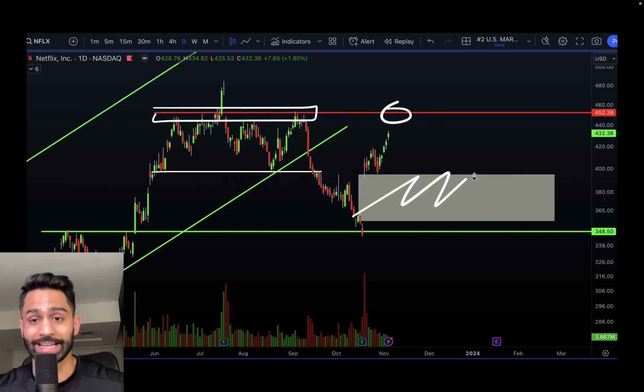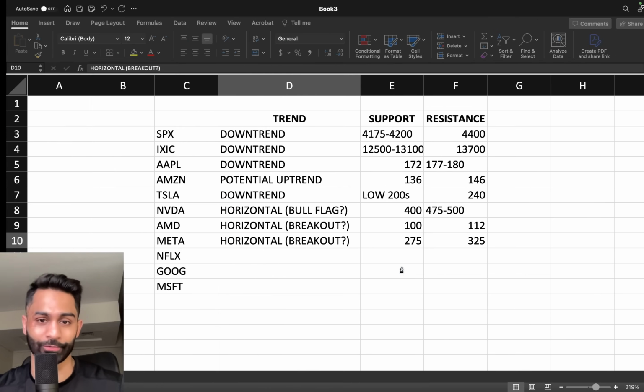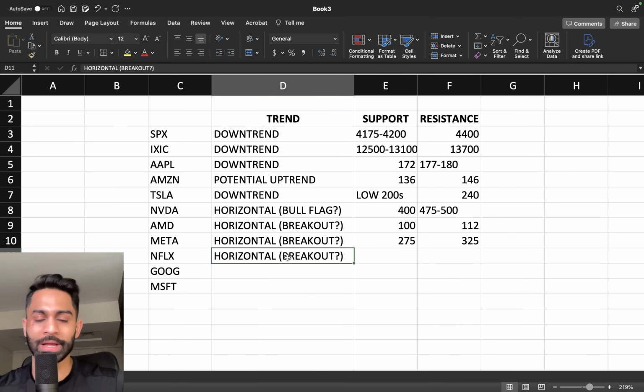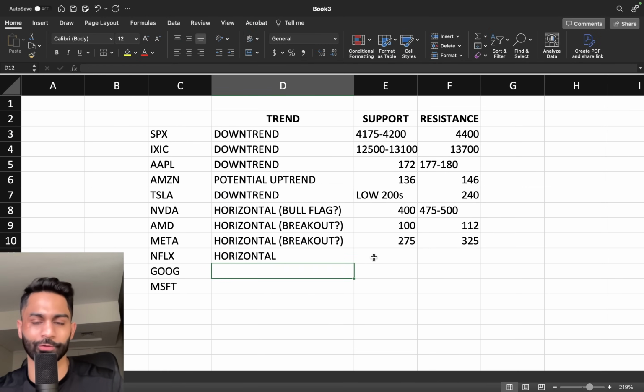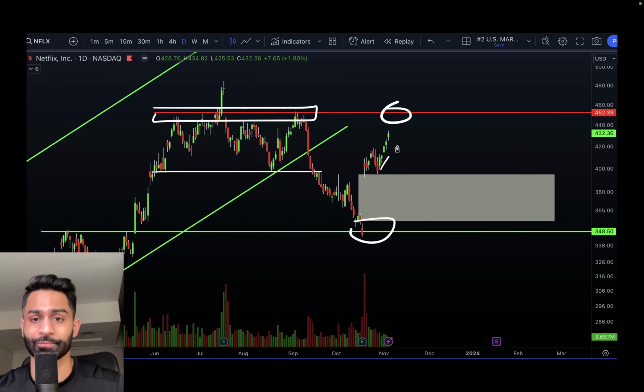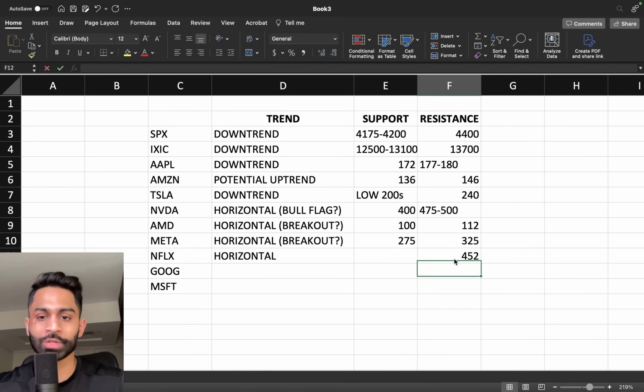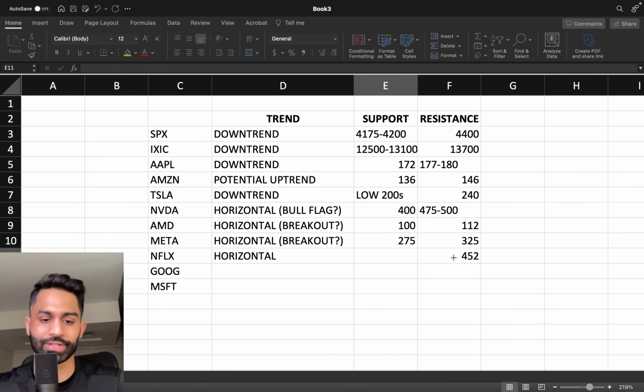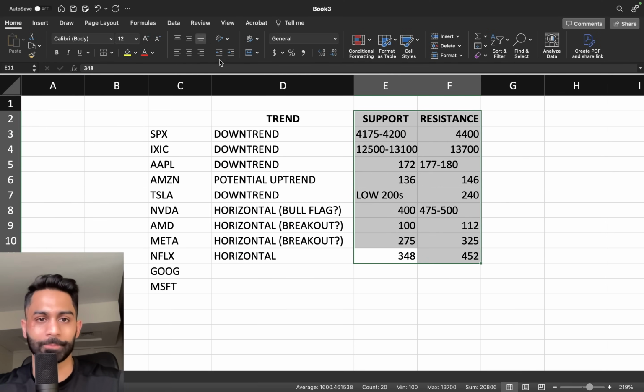We do have a pretty big gap over here for Netflix to may or may not eventually come back down to fill in, and $340 is going to be that support level to watch. So I would really put down a horizontal pattern. There's not really a possibility for a breakout right now, because if you do continue to push up, the RSI and the MACD are going to get really, really overbought. So there's a possibility that we don't really see a huge breakout. So 452 is going to be that resistance level to watch for Netflix, and the support level is going to stay put at $348 per share.